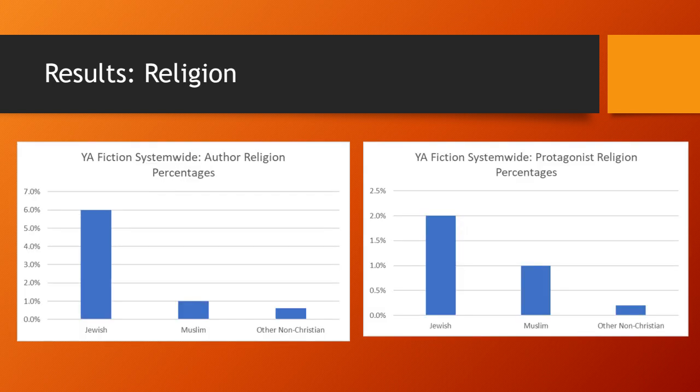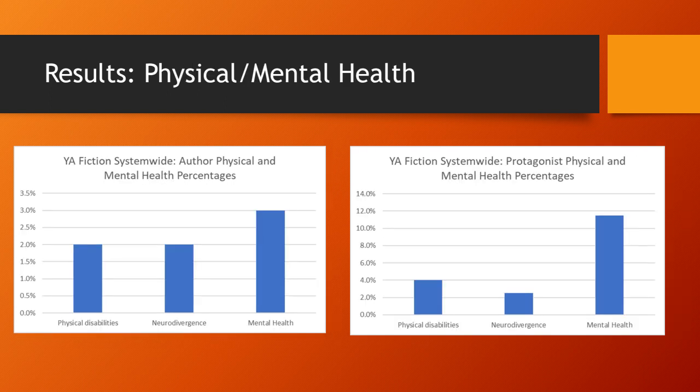Next was religion. Often the religion was either Christianity or not otherwise stated. But there were some books that did state their religion as Jewish, Muslim, or other non-Christian. And finally, for physical and mental health, here's the author and then protagonist of physical and mental health conditions.